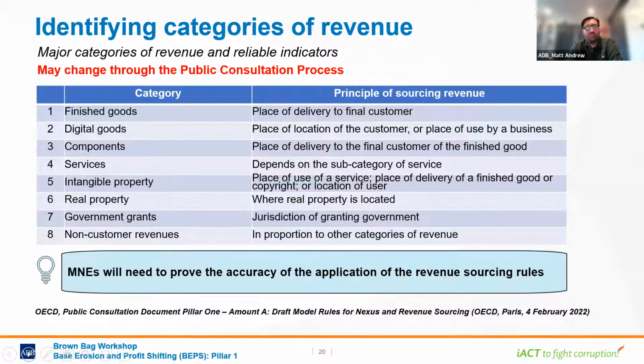So that means that they'll need to keep very detailed records and have an internal control framework to convince tax authorities that the approach to allocating revenue is correct and accurate. So this part is actually quite complex, and it's not finished yet, and it's still up for review by the inclusive framework. Next slide, please.